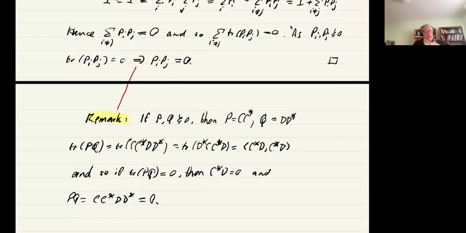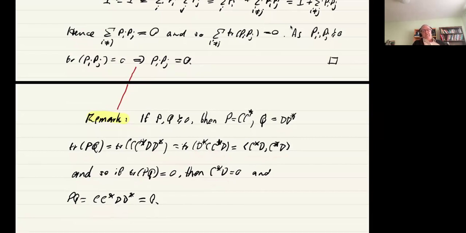Okay, and then the trace of PQ is the trace of this, and as you've got the trace of a mess of matrices, you just start rotating things. I've rotated D star to the front, and I get this, and this just becomes the inner product of C star D with itself. Now, if the trace of PQ is 0, then this must be 0, and if C star D is 0, then PQ, which is equal to this, must be 0.